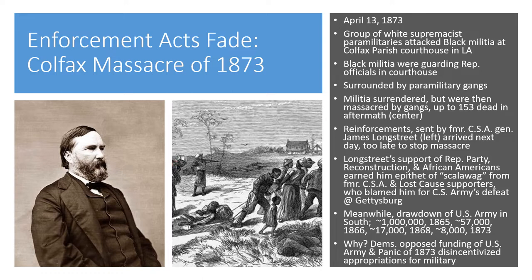At the same time, the U.S. Army is being drawn down. It had 1 million troops in 1865. By 1866, it had 57,000 troops. By 1868, it had 17,000 troops. And by 1873, there's only 8,000 troops remaining in the South. And there's a lot of reasons for this. The Confederate states are politically, on paper, coming back into the Union, and troops are being removed from states that are back in the Union.